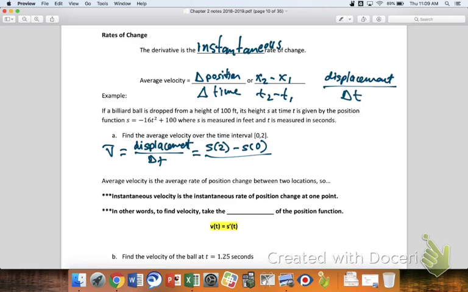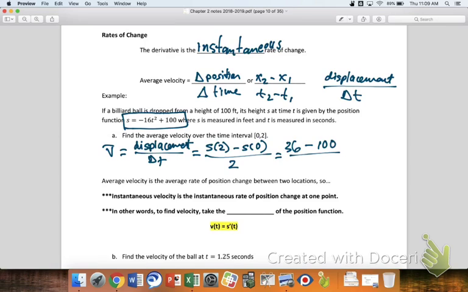And what would delta time be for this one? 2 minus 0. Okay, so we do have to do a little bit of work to figure out what s of 2 is. I know what s of 0 is. What's s of 0? 100. Here's my s function right here. So s of 0, you plug in a 0 for t. Make sense? So s of 0 is 100, and then what about s of 2? Isn't it negative 64 plus 100? Which is 36.